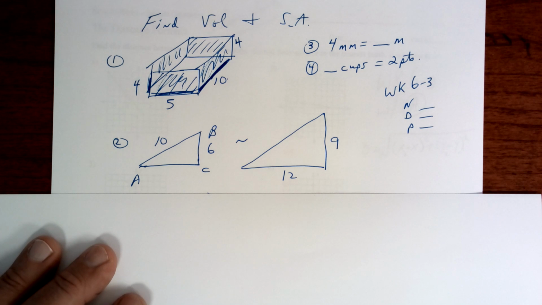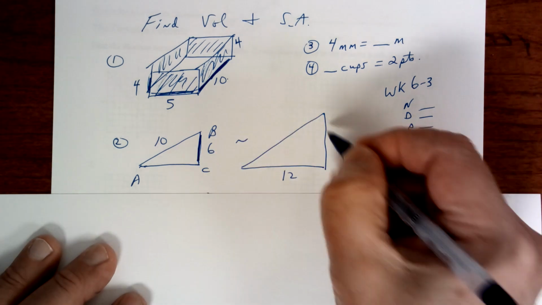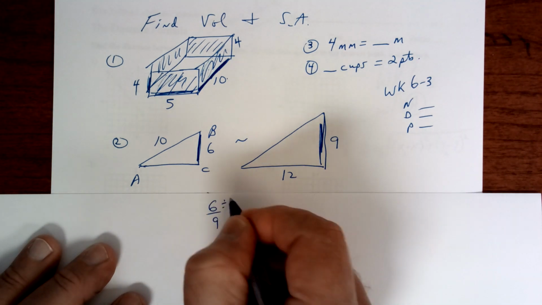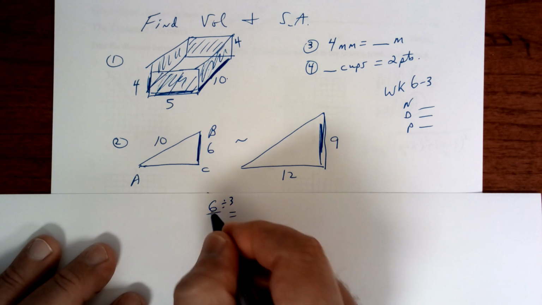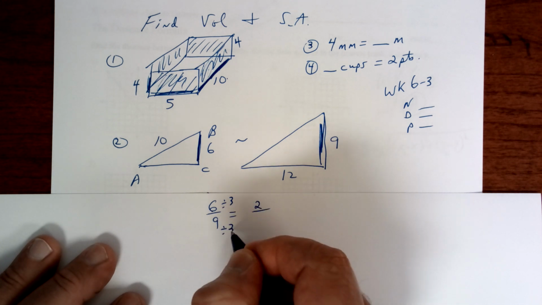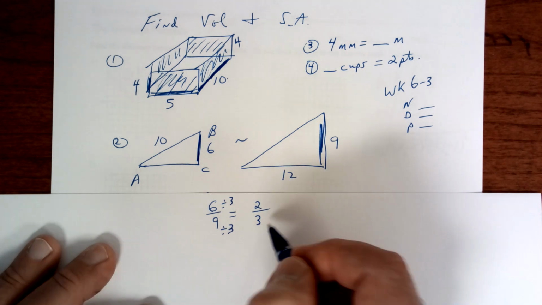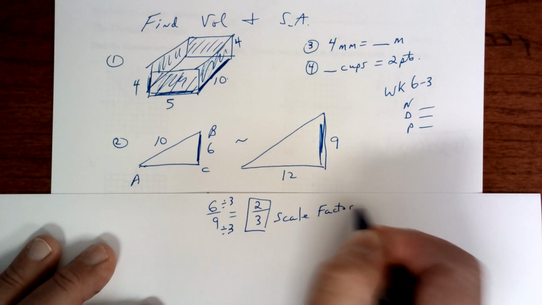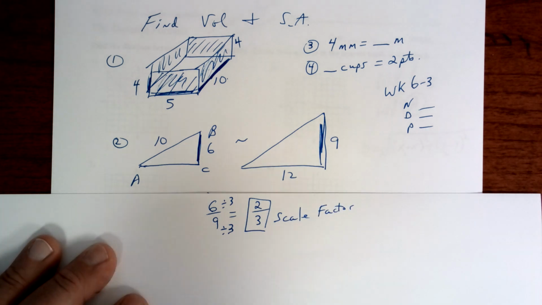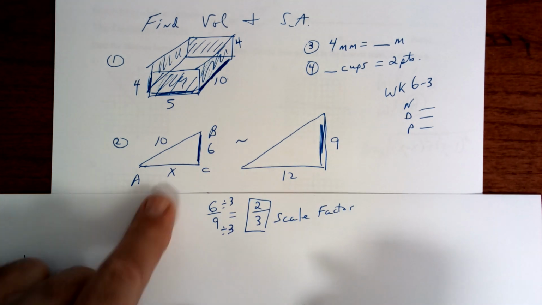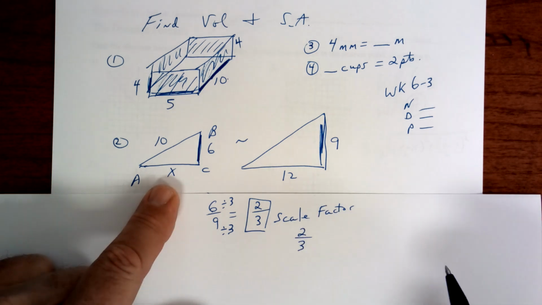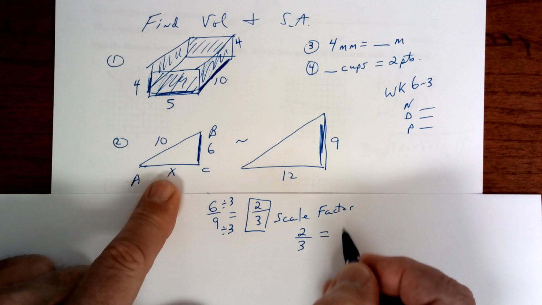So this one is 6 over 9. 6 over 9 reduces. 6 divided by 3 is 2, and 9 divided by 3 is 3. So this is called the scale factor. Write that down, okay? So they want the perimeter of this one, so we need this one right here. So you're going to set it up. You have the small one over the big one. That's your scale factor, equals the small one over the big one.